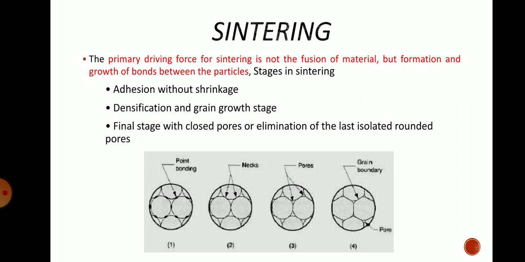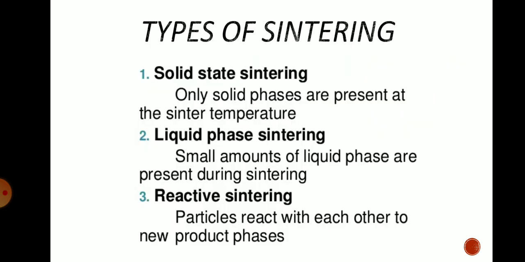Adhesion without shrinkage, densification and a grain growth stage, and the final stage with the closed pores, or elimination of the last isolated pore, is done. These are the steps in sintering. So there are a few types of sintering also, that is solid state sintering, liquid phase sintering, and reactive sintering.